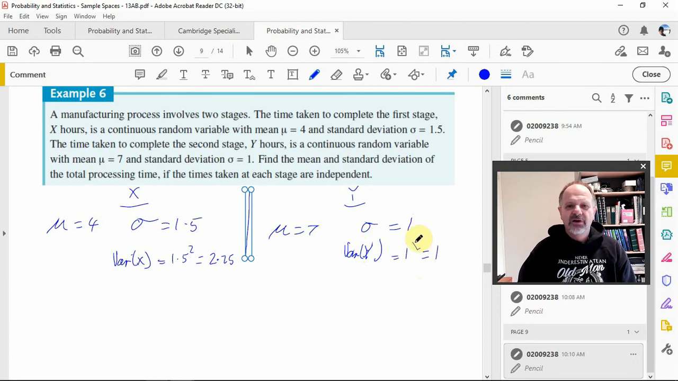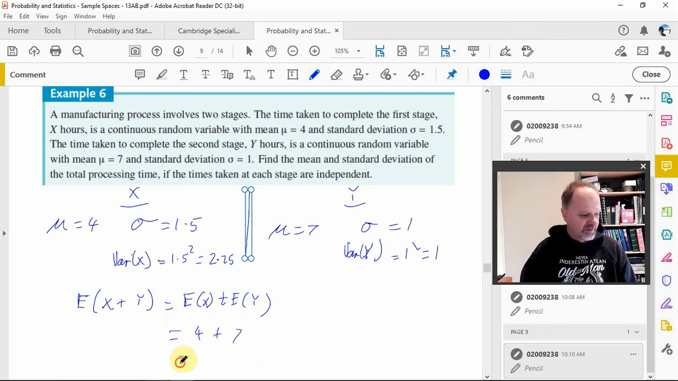Find the mean and standard deviation of the total process. The times taken are independent. So the mean, the expectation value of the whole process, is simply that of each individual process added. So 4 plus 7, so 11 would be the expected time to finish that process.